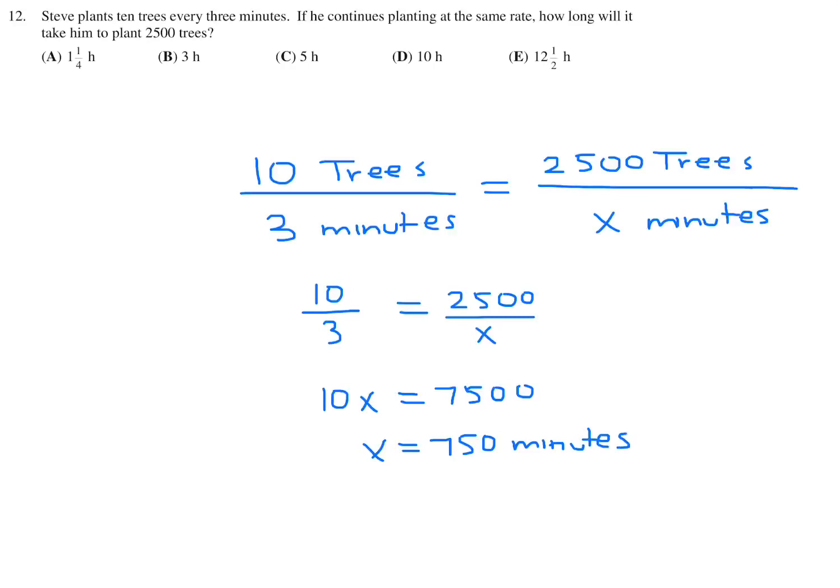Now, the answer choices are all in hours, so we have to convert 750 minutes to hours. So since there's 60 minutes in an hour, you would divide 750 by 60, and this looks like it is 12.5 hours. And that would be choice E.